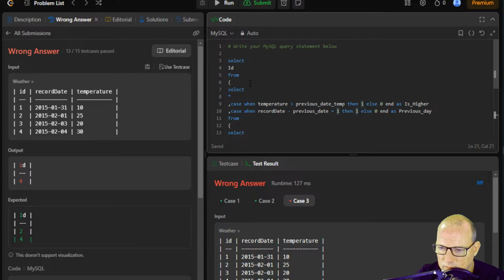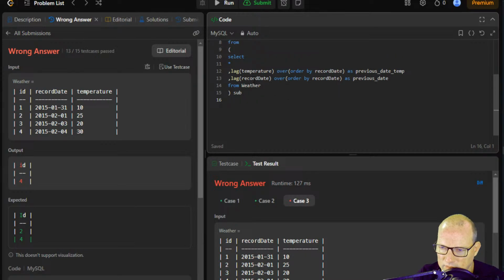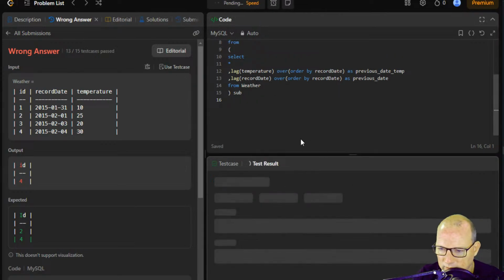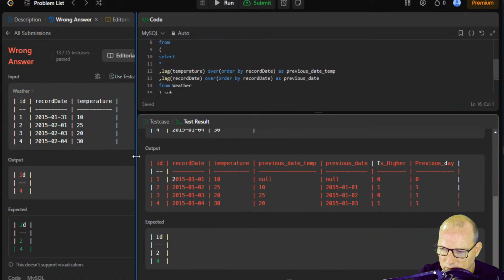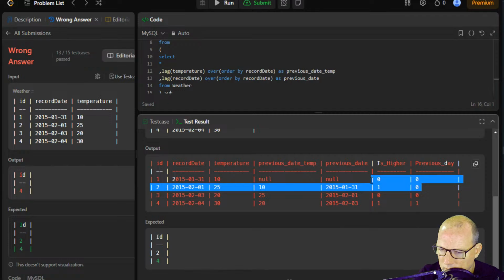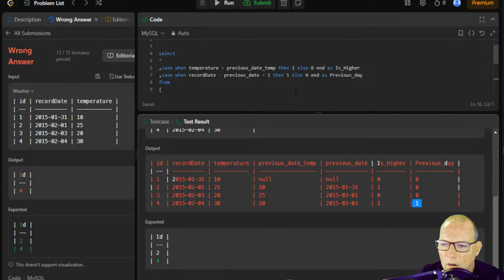All right, so let's go a layer back and see what is going on, because that's one thing you're going to get used to. You've got to be able to go back and forth. So all right, let's bring this over here. Previous day. So our previous day math is wrong. Record date minus previous one.